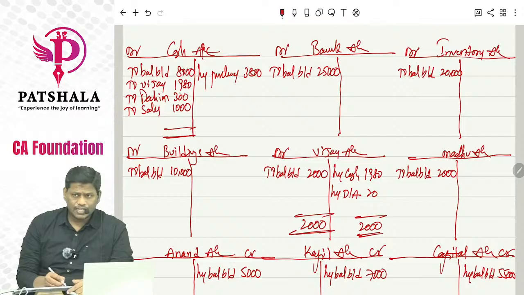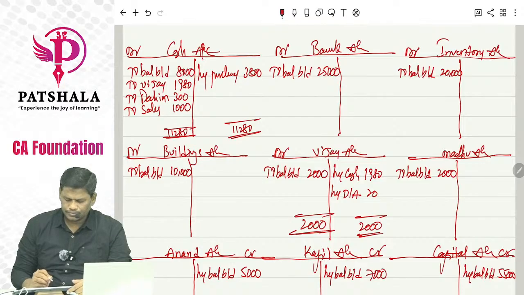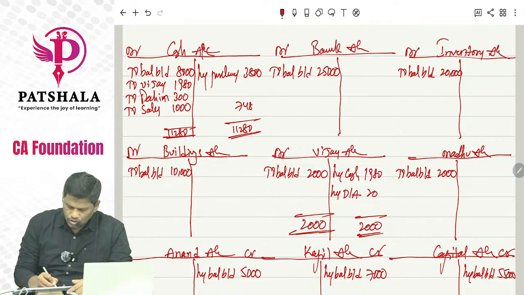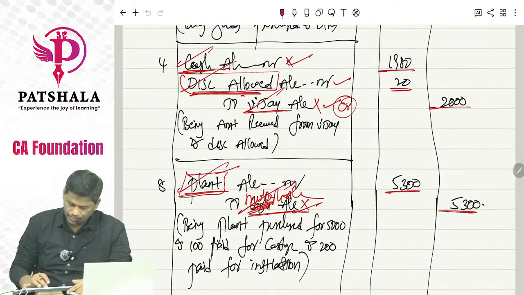8,000. Fast on the calculator. 8,000, 1980, 300, 1,000. 11,280. Same total you write on the opposite side. 11,280 minus 3,800. 7,480. Is it 300?